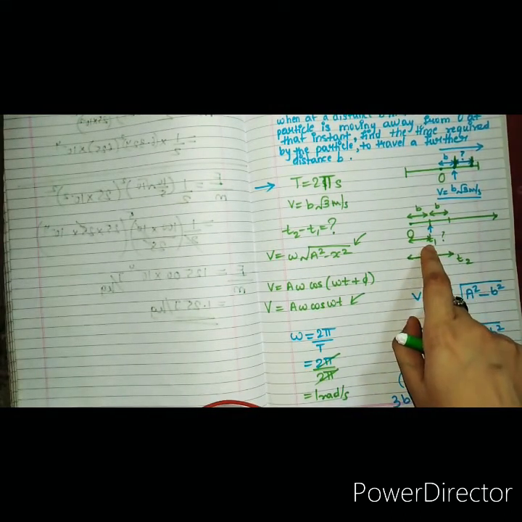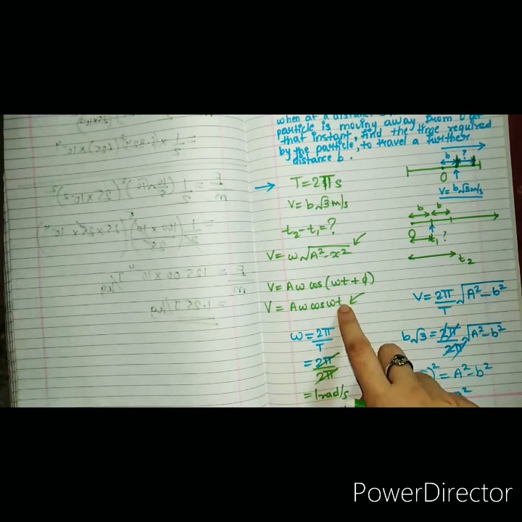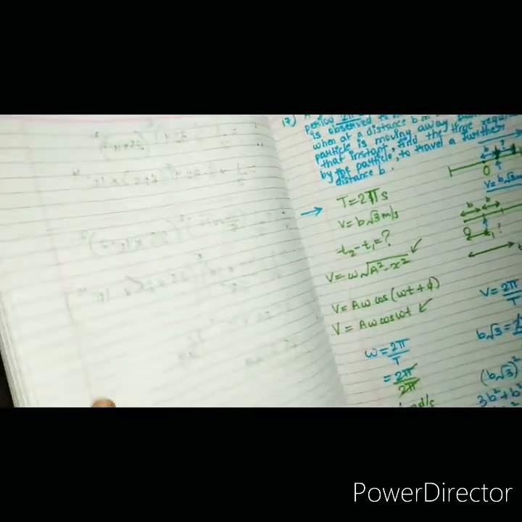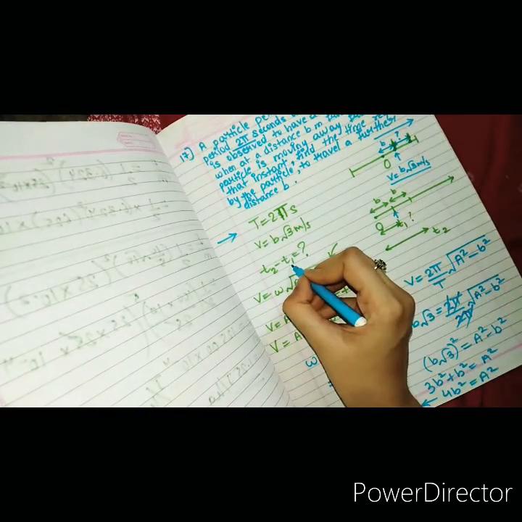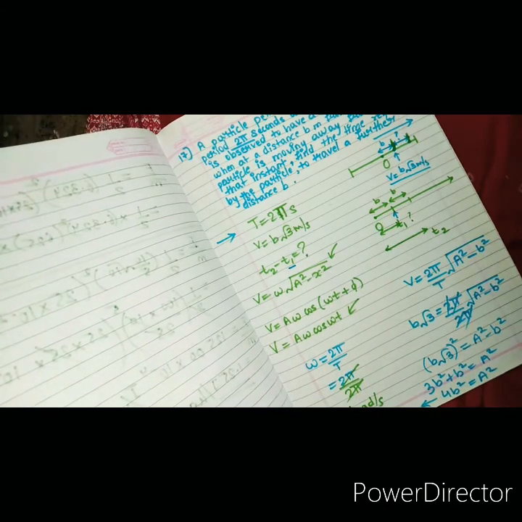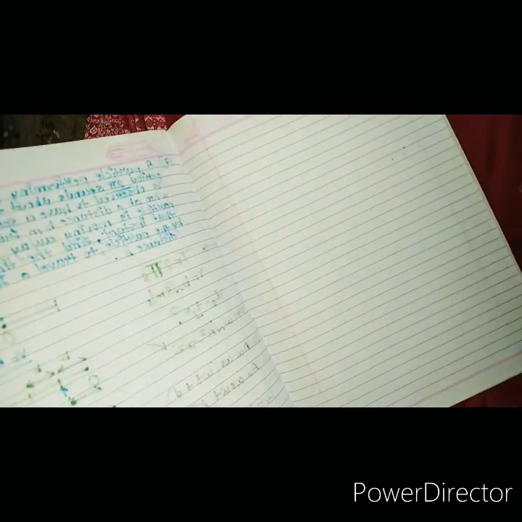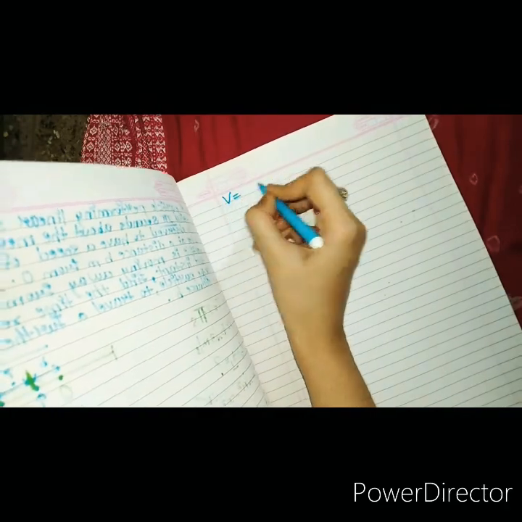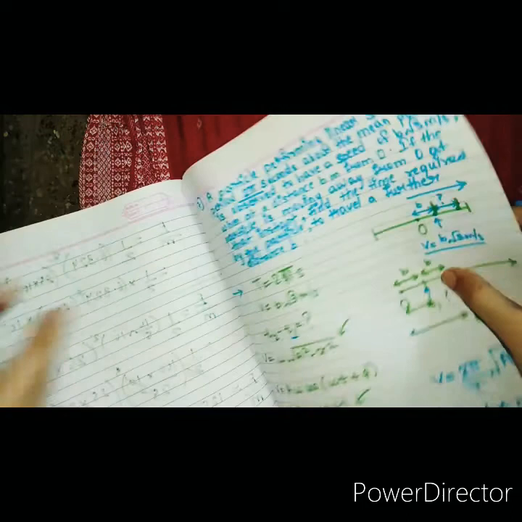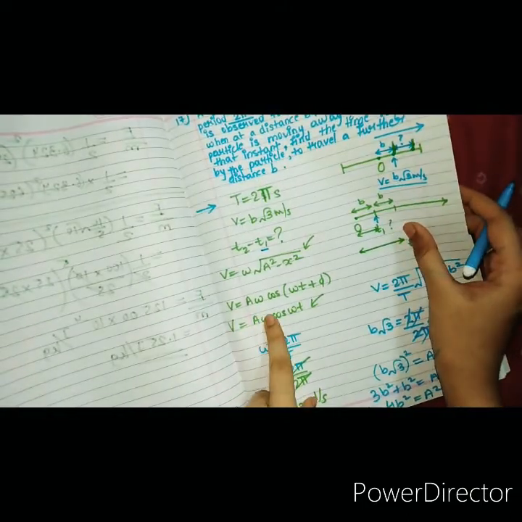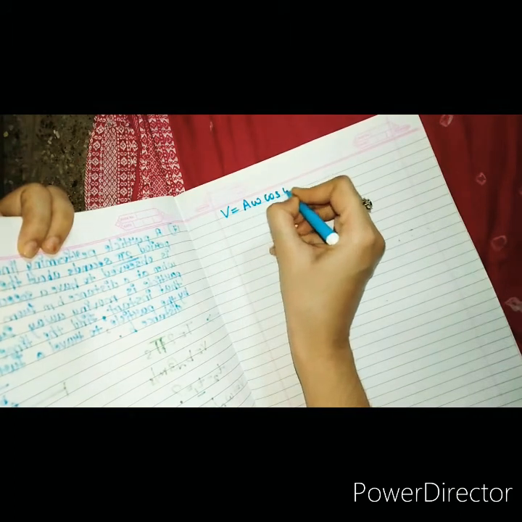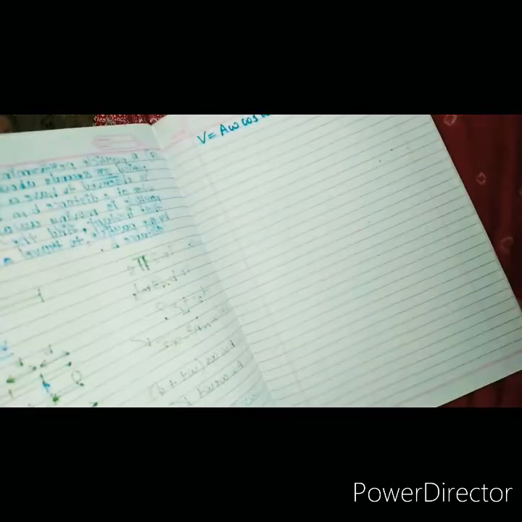For traveling this distance b, the time is t1. So here we can find the value of t1, because what we need is t2 and t1. t1 can be found using this formula. So let's go with this formula. V is equal to, see, numericals are very easy, you just need to know the formulas. V is equal to A omega cos omega t.